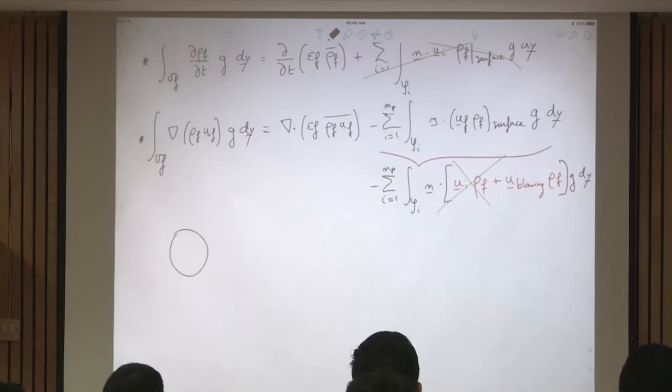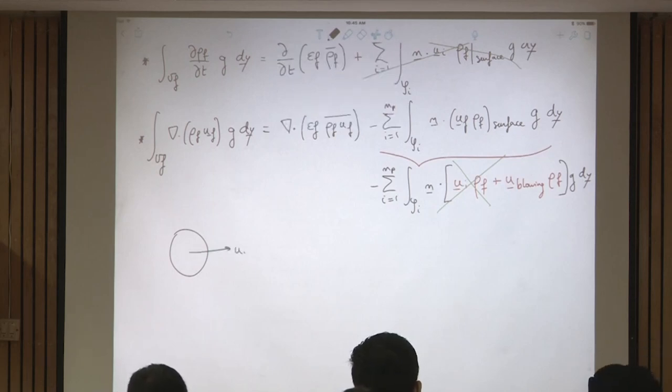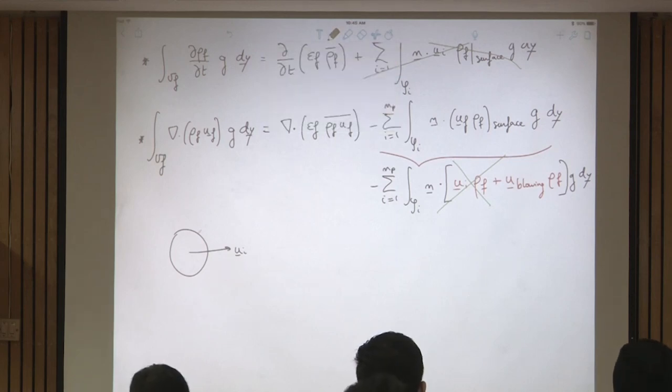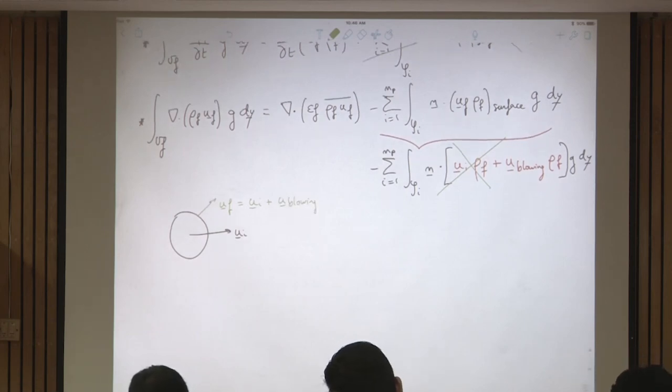And here, maybe I can sketch that to make it more clear. If I'm looking at the particle translating at velocity u_I, then I'm basically saying that the velocity at the surface of the particle, u_F right here, has to be equal to u_I in most instances, and if not, it can be just some sort of an additional blowing velocity at the surface. Which, in fact, I could write as a u_blowing magnitude times n.